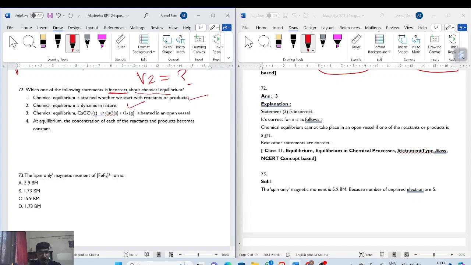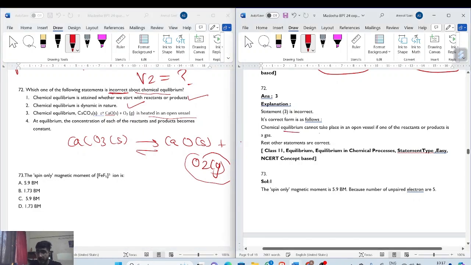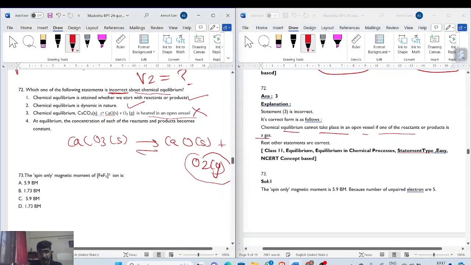Next, we are given the reaction CaCO3 solid gives CaO solid plus CO2 gas, which is heated in an open vessel. If we heat this reaction in an open vessel, then the gas will be separated out. When gas is separated out, the chemical equilibrium can't be attained. Chemical equilibrium cannot take place in an open vessel if one of the reactants or products is a gas, because it will be separated out. So this is an incorrect statement.